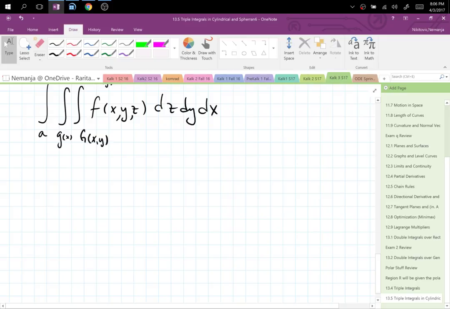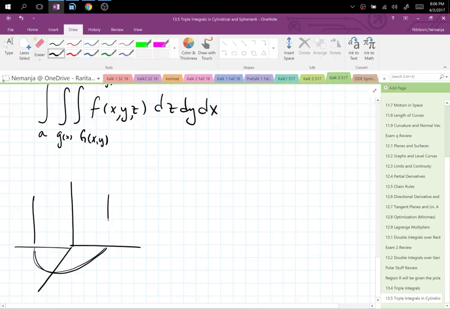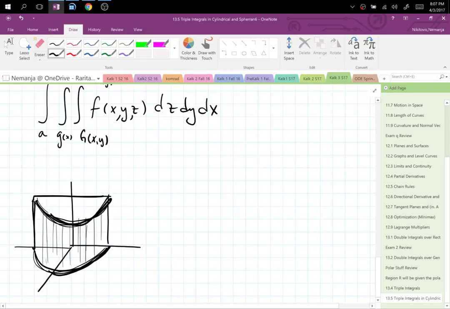So what I'm going to do here is I'm going to have something like this. I'm not too much of an artist, but I hope you can see. So this is half of the cylinder. This is the y-axis, this is the x-axis, this is the z-axis.